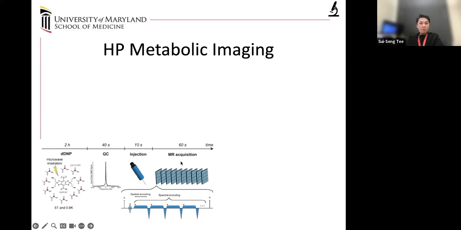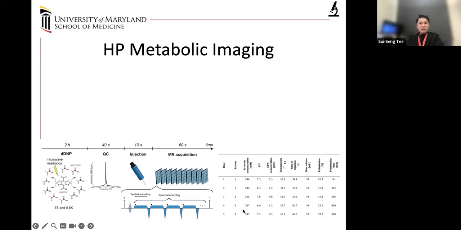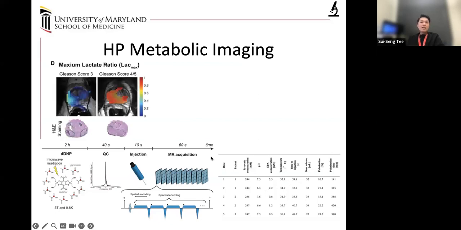So everything needs to happen pretty quickly. These are some of the characteristics of the pyruvate solution when it comes out. It's at physiological pH, it's at physiological temperature, and we can inject this into patients. This is an example of one of the two patients that we injected pyruvate in.